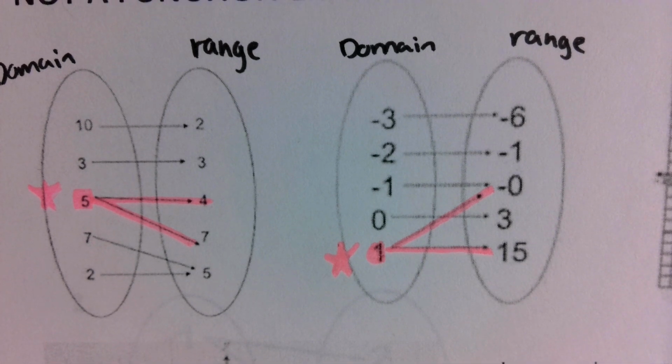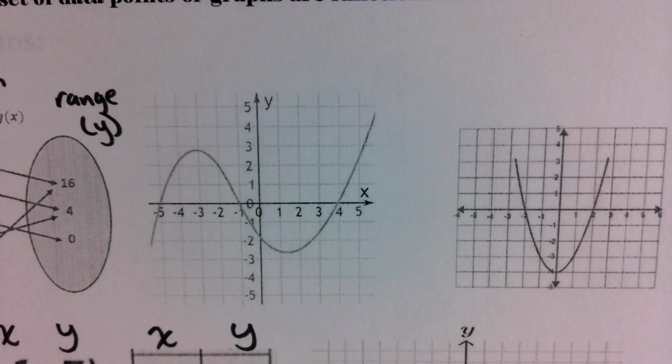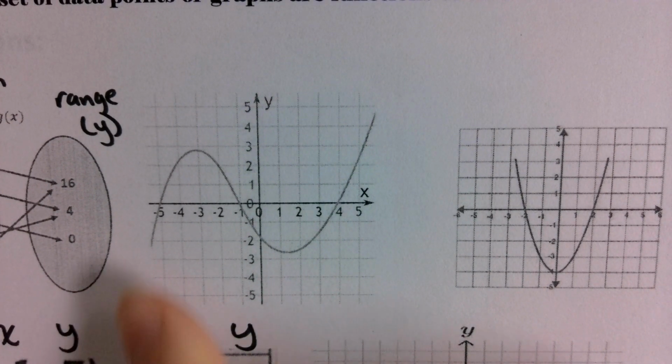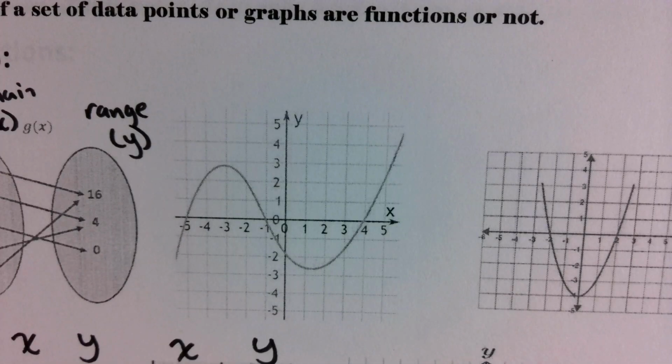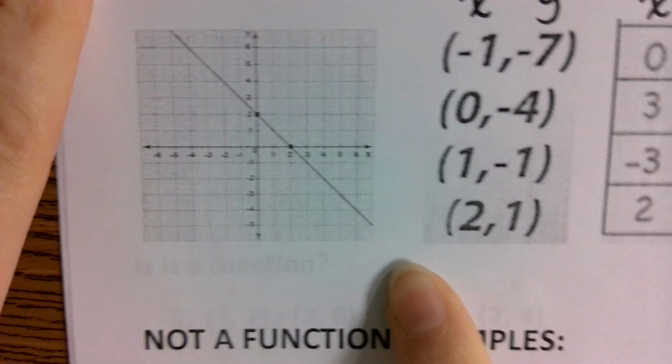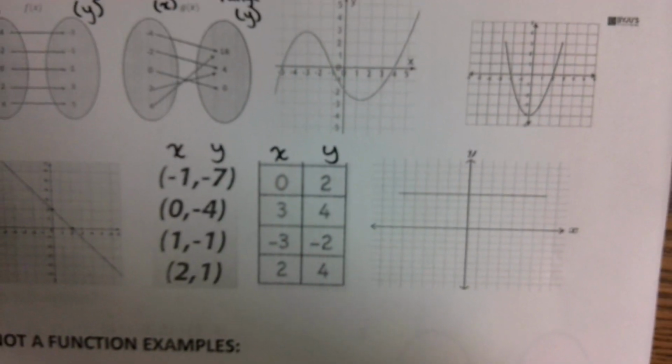Now, let's go ahead and compare the graphs. Taking a look at our graphs, this graph kind of loops. This graph loops once. This graph is straight. This graph is straight. Those are all considered to be functions.